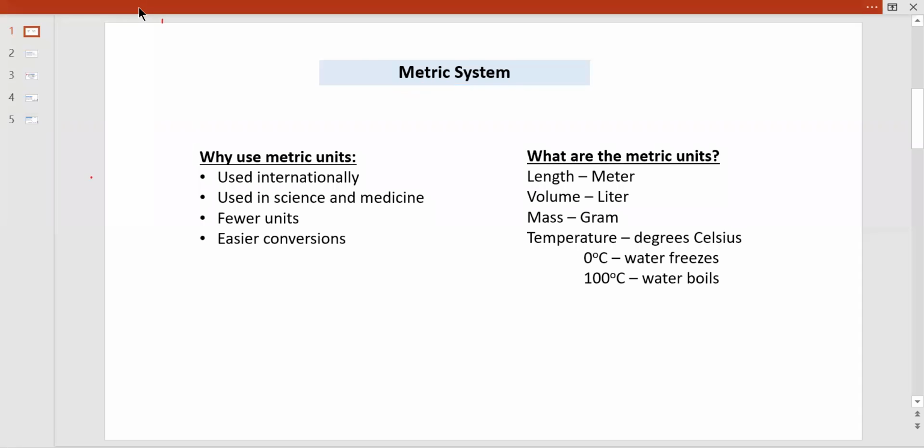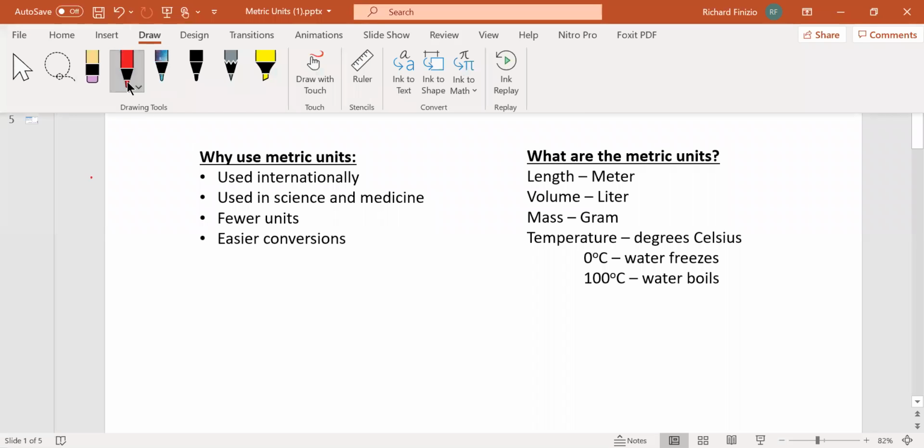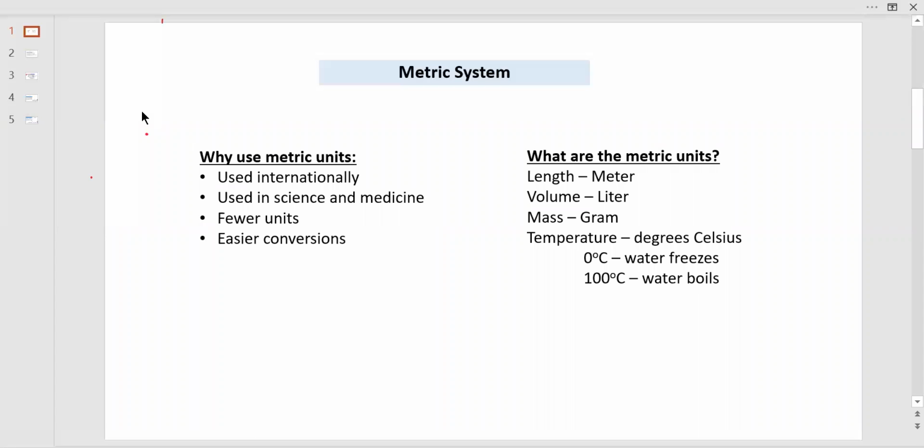For us, who've never really used anything else since the king changed it to this other system that we use, we don't really use meter. We don't really use gram. We don't even use Celsius, right? This is part of the metric.